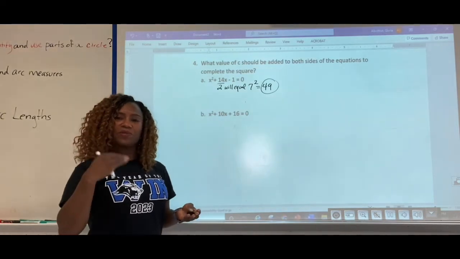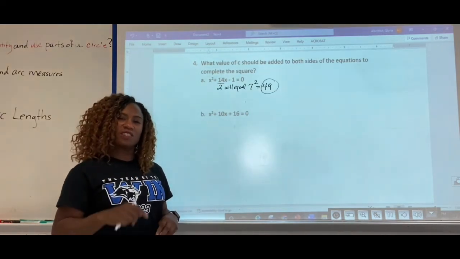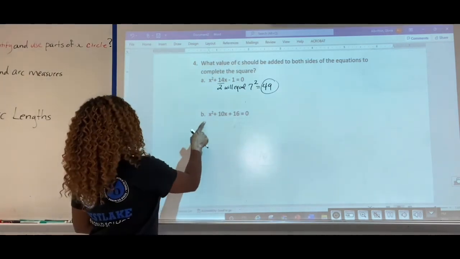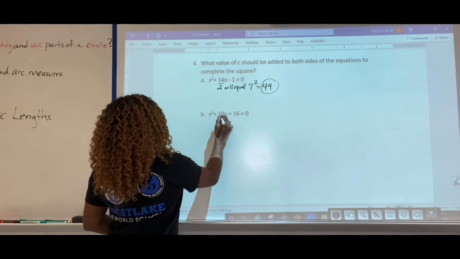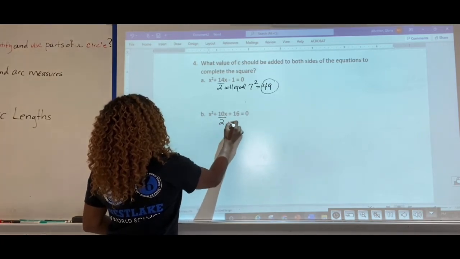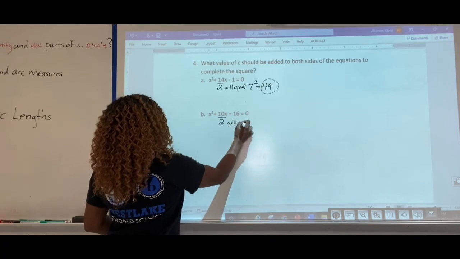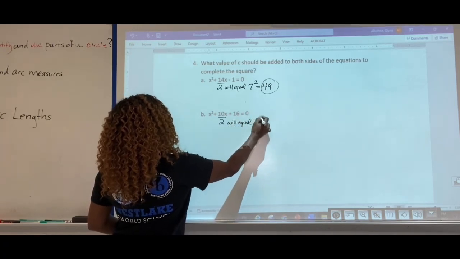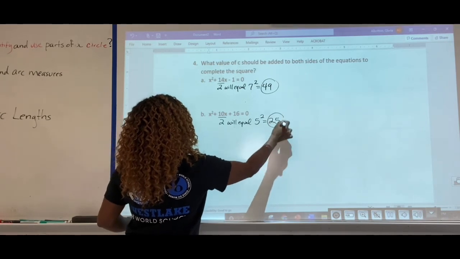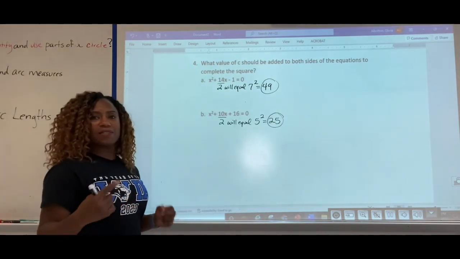We're not asking for you to completely solve it. Just checking to see if you can figure out that particular step. For this one, same thing. So here's the x term, or the B value, divided by 2. That will equal 5. And then square that 5 and you will get 25. This would be the value that you would add to both sides of the equation.